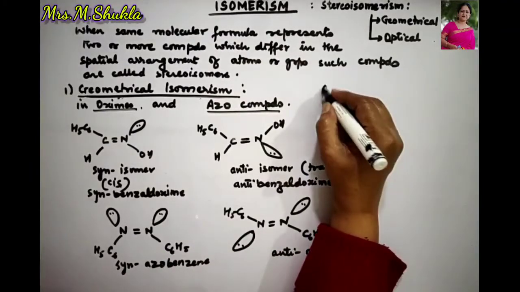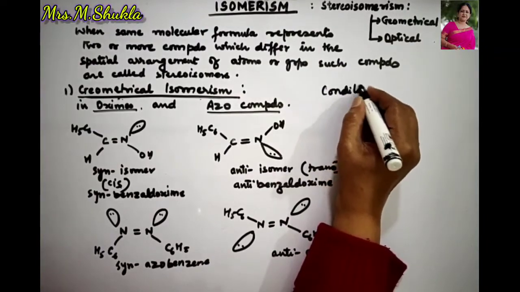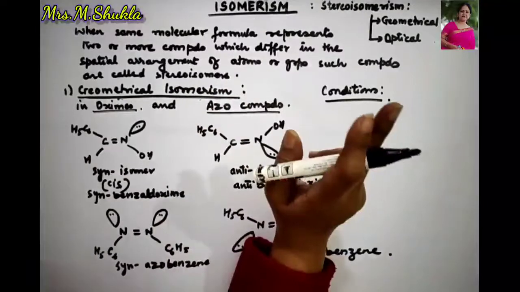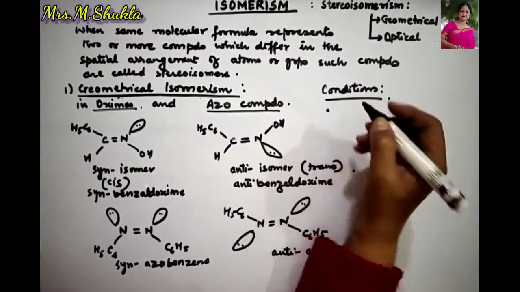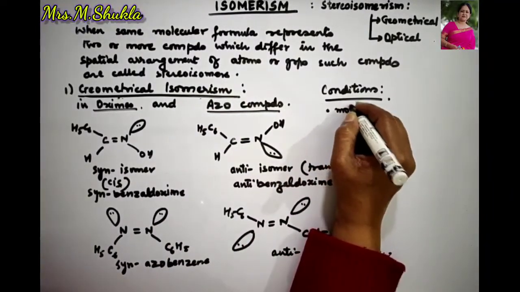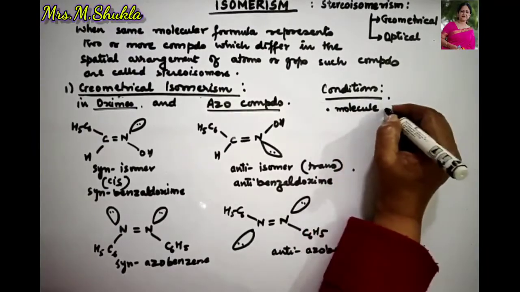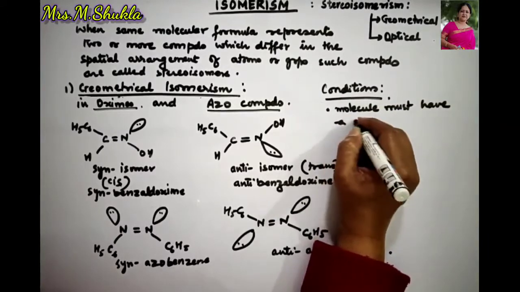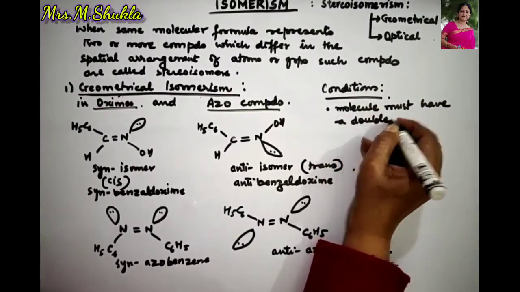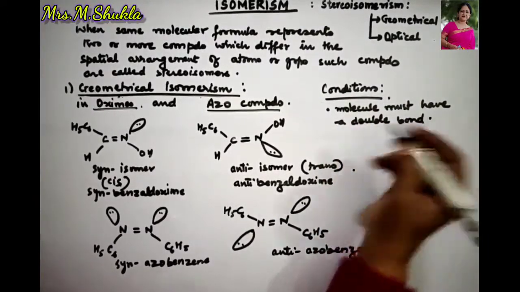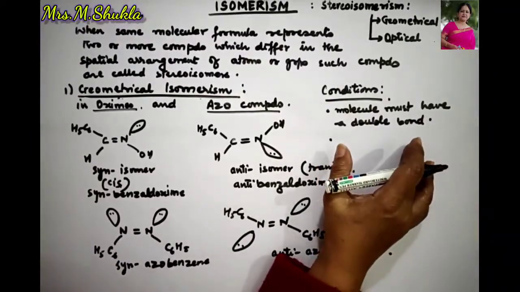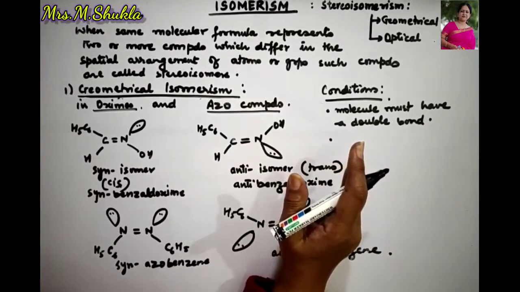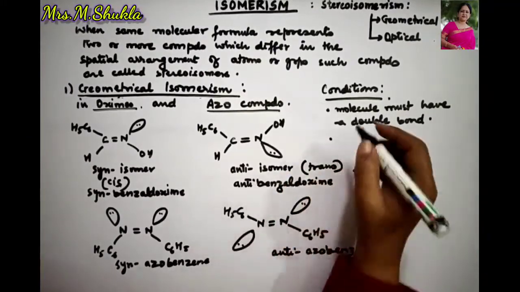Now, what are the conditions that are necessary for geometrical isomerism? Firstly, the molecule must have a double bond. First point is clear. And second, there must be two different atoms or groups attached to each carbon atom of the double bond. Okay.